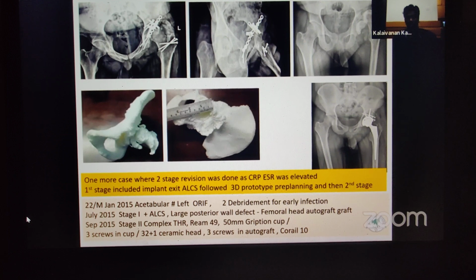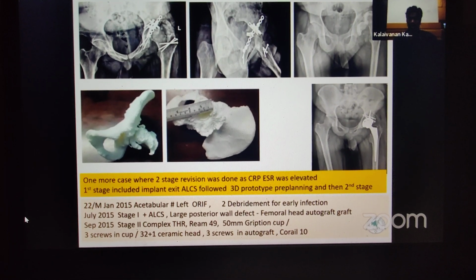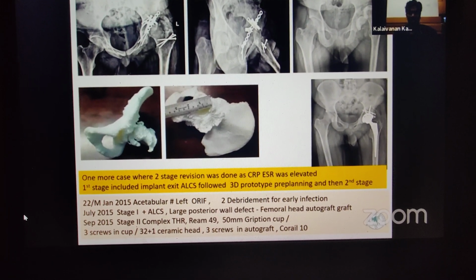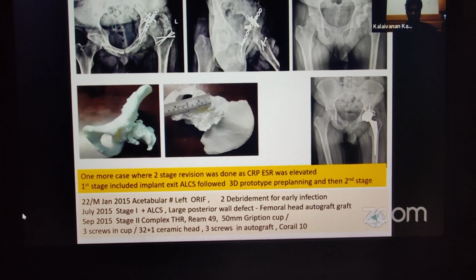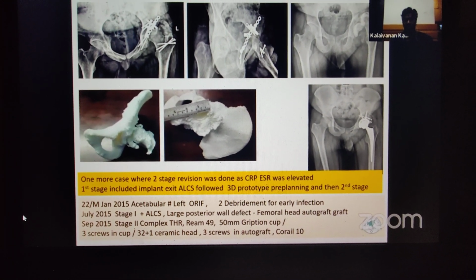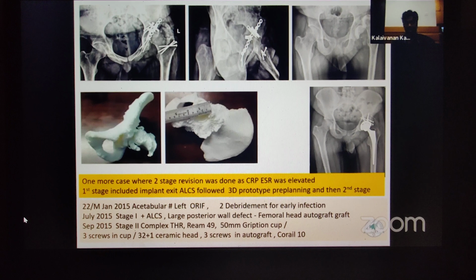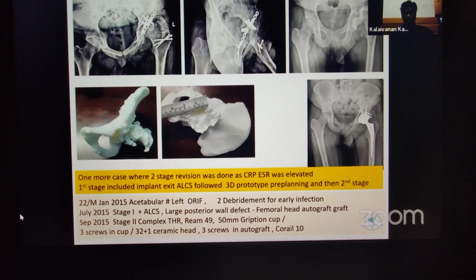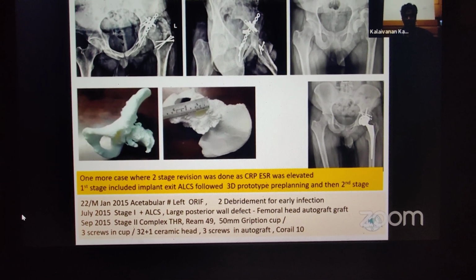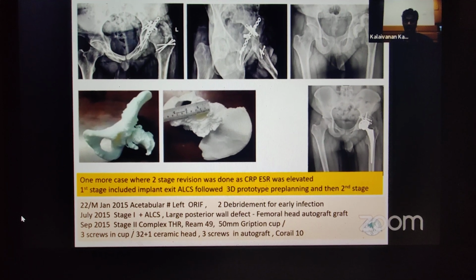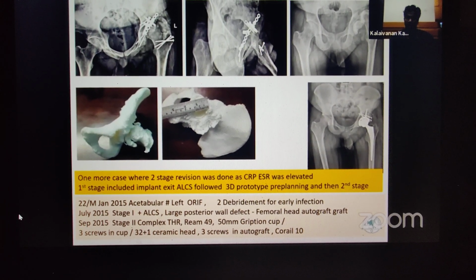Here is one case of post-acetabular fracture fixation with signs of infection. Clinically there was no sinus or anything, but the ESR and CRP parameters were elevated. So in stage 1, we removed all the implants and placed an antibiotic-loaded cement spacer with gentamicin and vancomycin, and a 3D model was done, and the same was executed as we pre-planned.